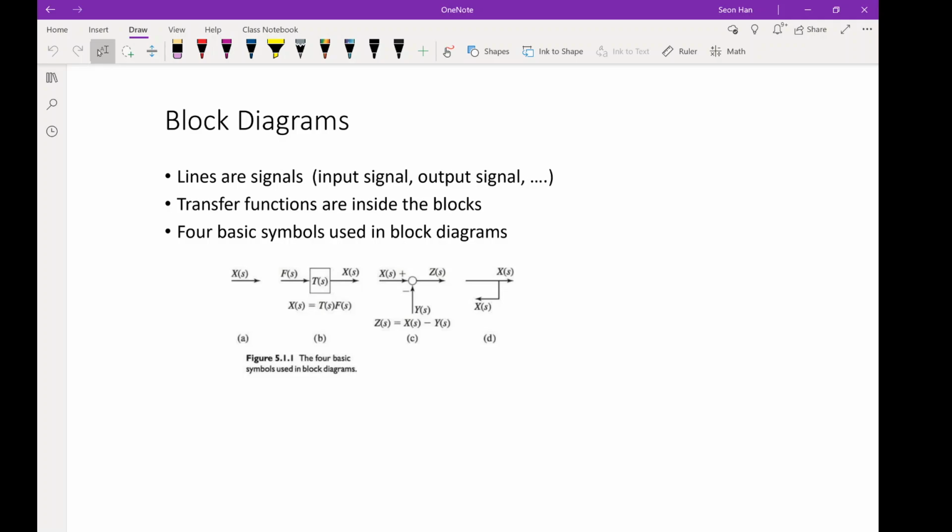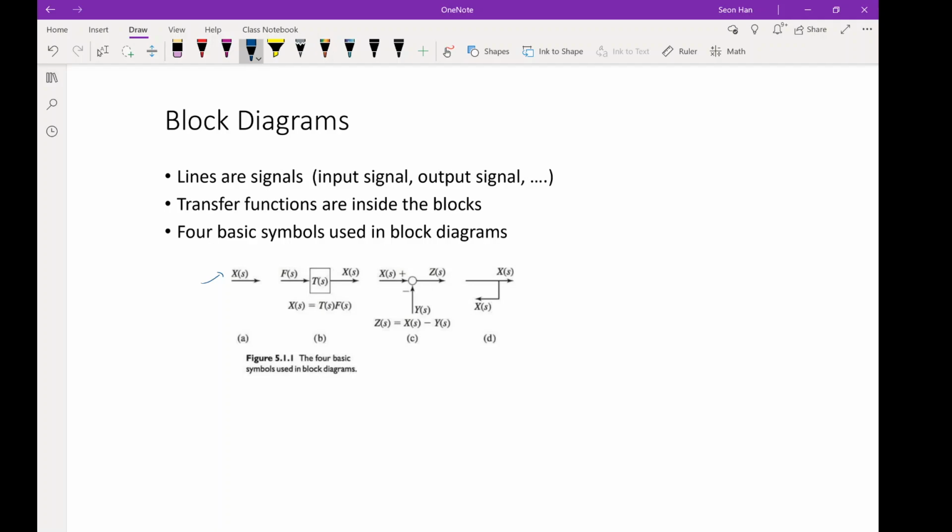Okay, just those three elements. You have lines, which are signals. It could be an input signal or an output signal, like X in the first picture. That's a signal. And the transfer functions are inside the blocks. So whenever the signal goes through the block, you multiply.